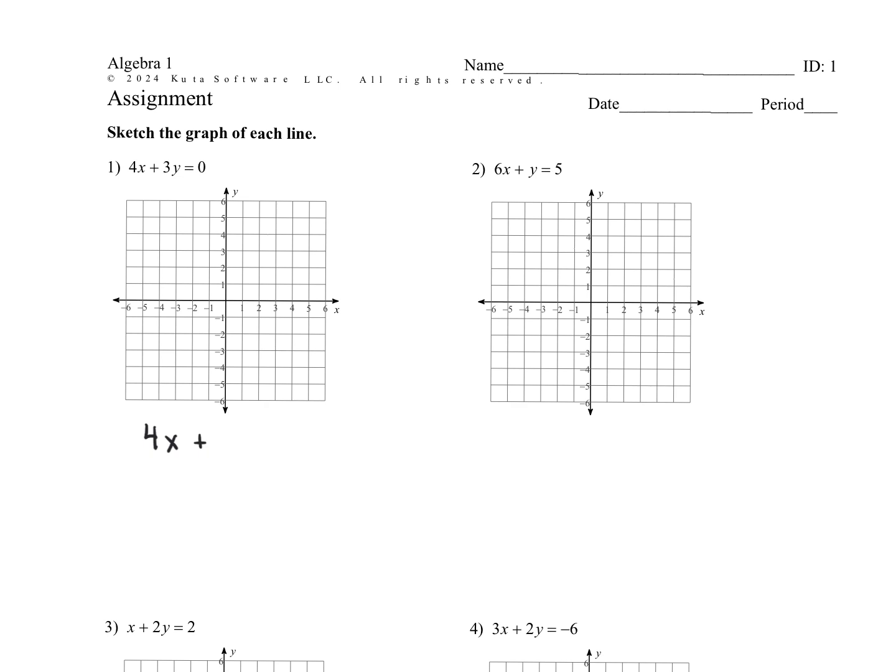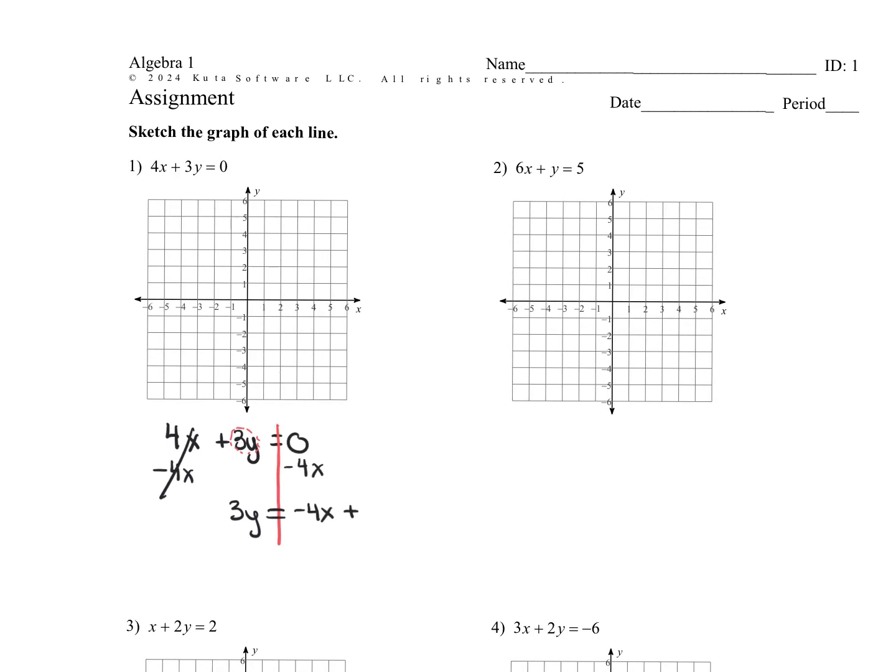4x plus 3y equals 0. So I want to get the y by himself, so I'm going to circle the 3 and the y and draw my line. The 4x needs to move. The 4x is positive, so I need to minus 4x and minus 4x. I get 3y equals negative 4x plus 0.